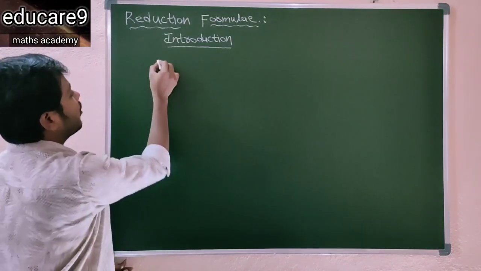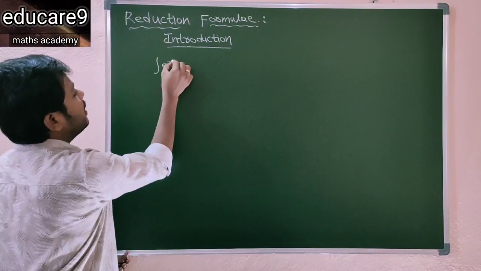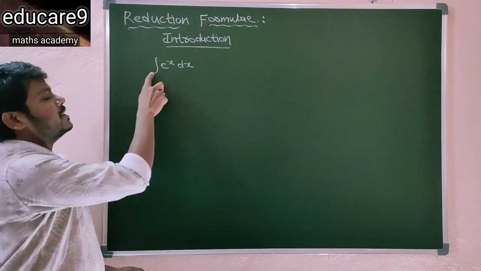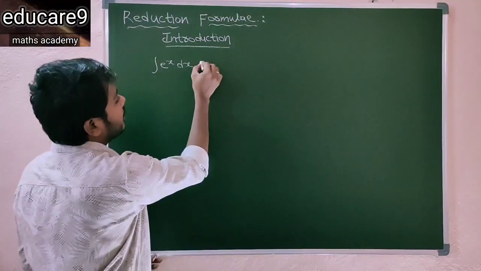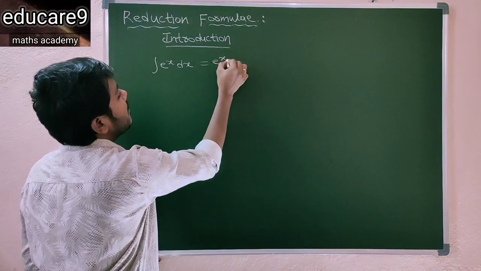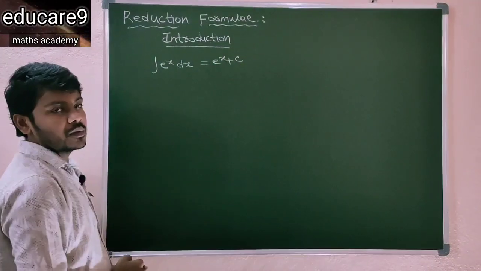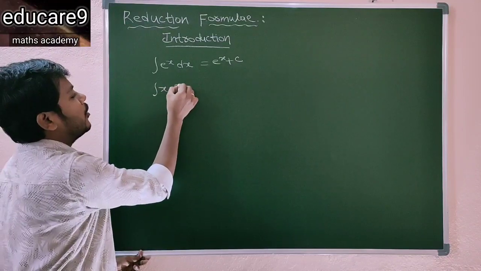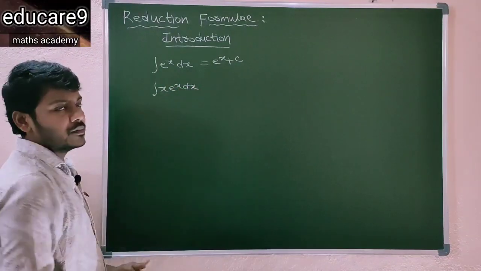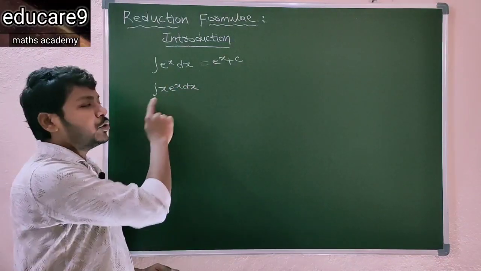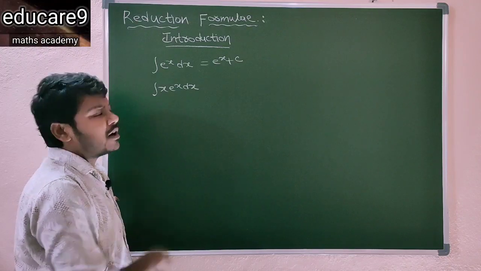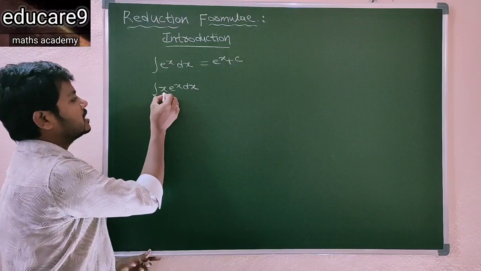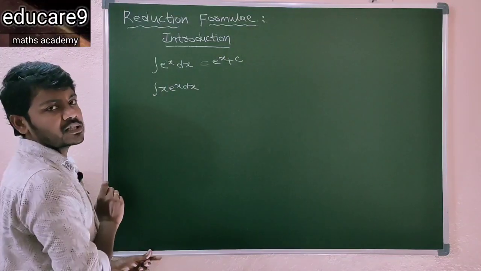For example, integration of e power x dx. You know that integration of e power x dx is e power x plus c. Now, for example, integration of x e power x dx. Clearly here we have to use the integration of f of x g of x form. See here, this is the first function and this is the second function.